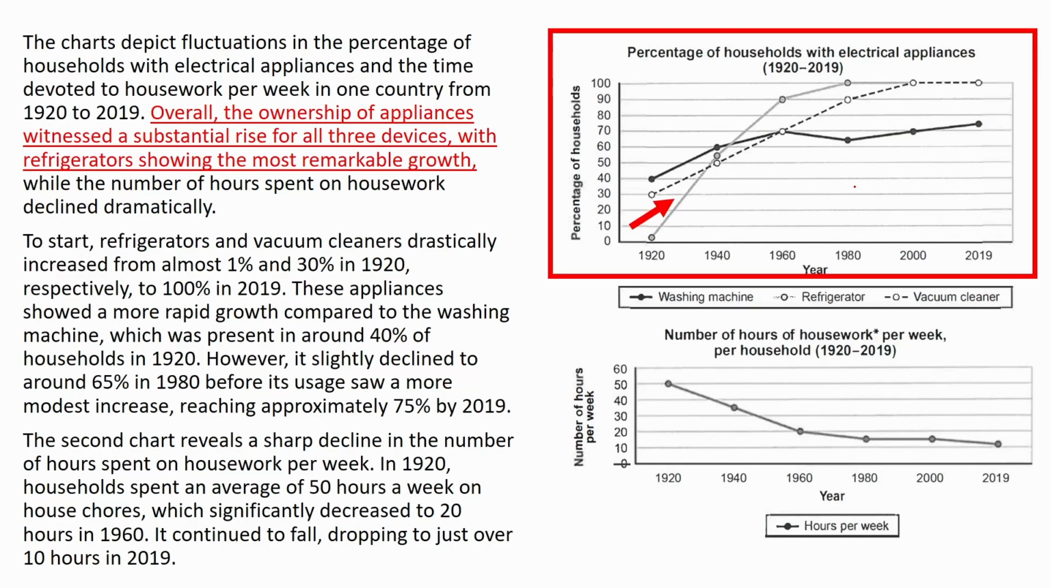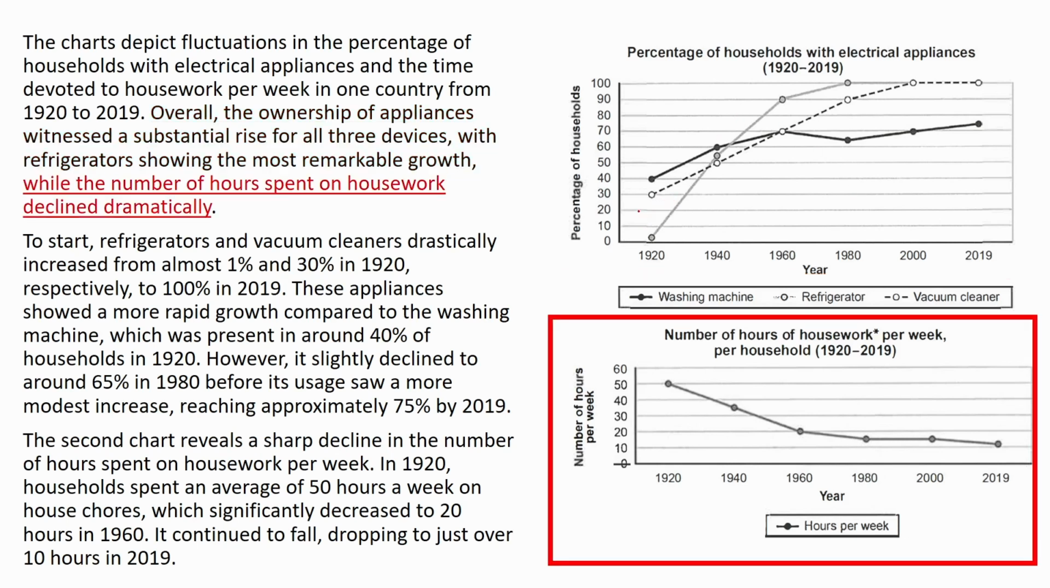Now, this is my sample. We just read the paraphrase. Let's read the overview together. So overall, the ownership of appliances witnessed a substantial rise for all three devices, with refrigerators showing the most remarkable growth. So this is also an important thing to mention. And the second one is about the second chart. While the number of hours spent on housework declined dramatically.